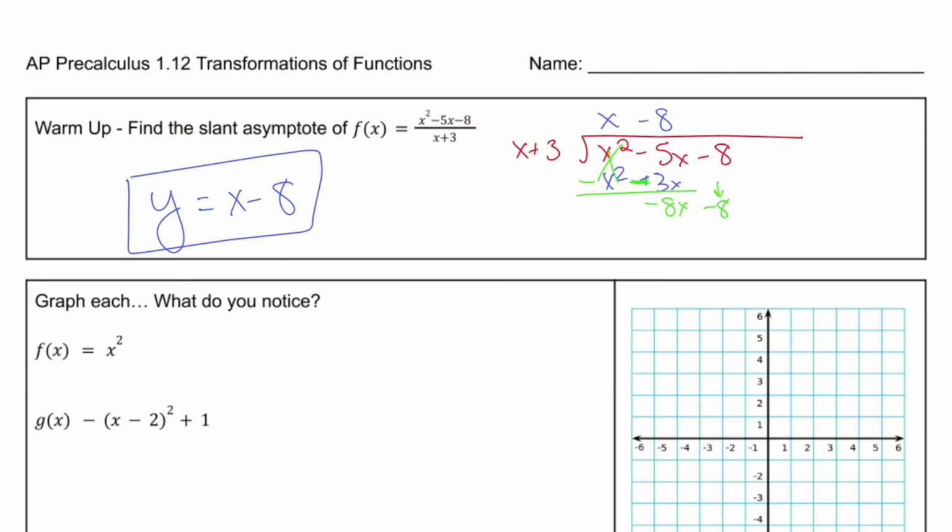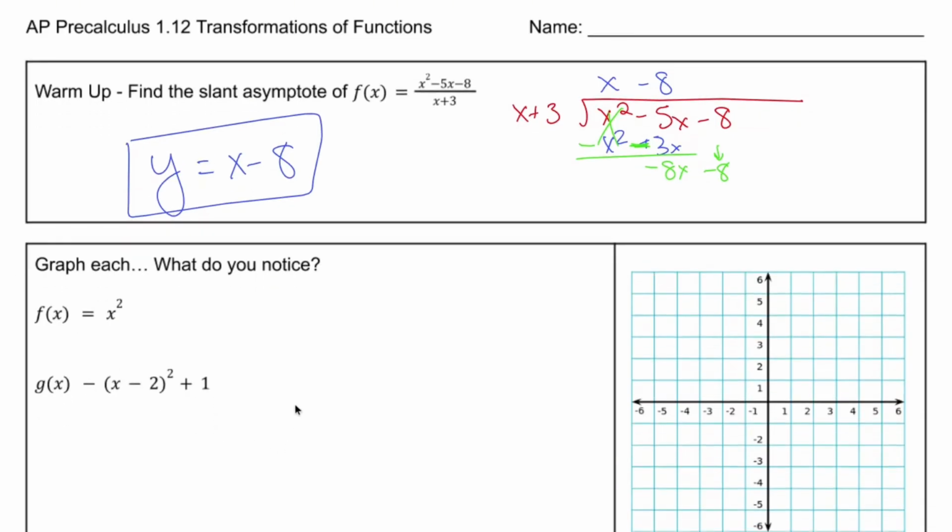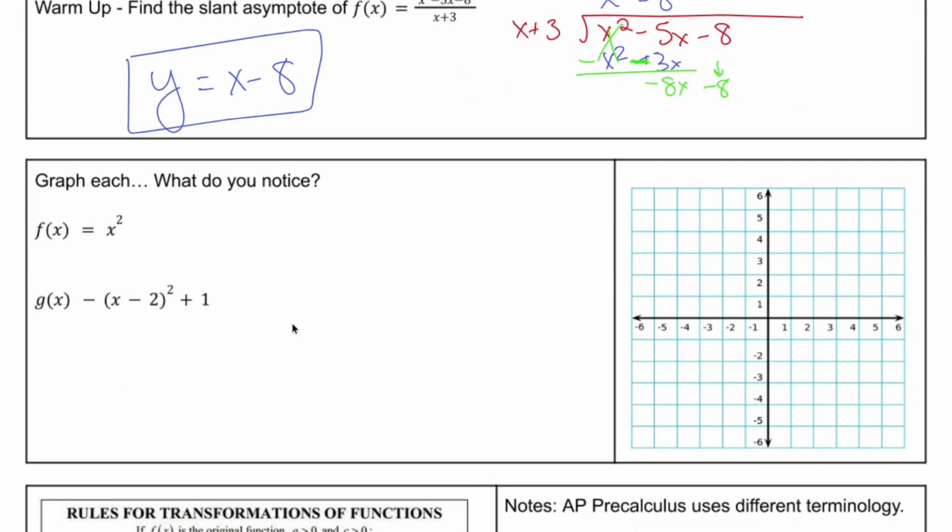All right? Now, the next problem says graph each. What do you notice? What I'm going to do is I'm not going to graph this using a calculator. Let's make a table out of this, at least for the second part. The first part I really don't need to. It's a standard parabola. So if you plug in 0, you get 0. If you plug in 1, you get 1 squared, which is 1. You plug in 2, you get 4.